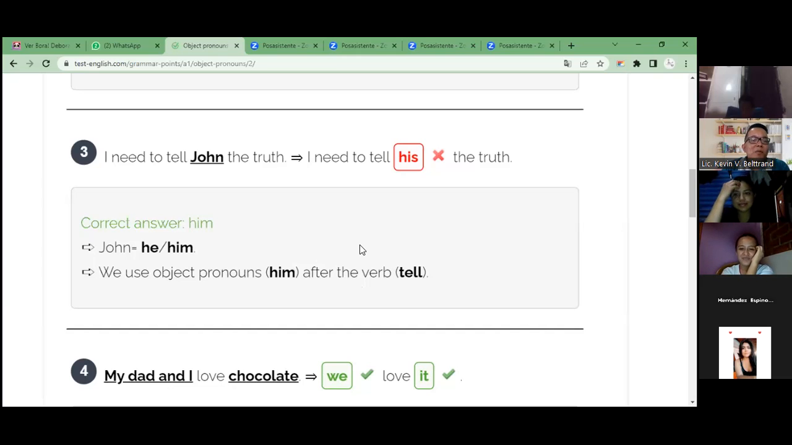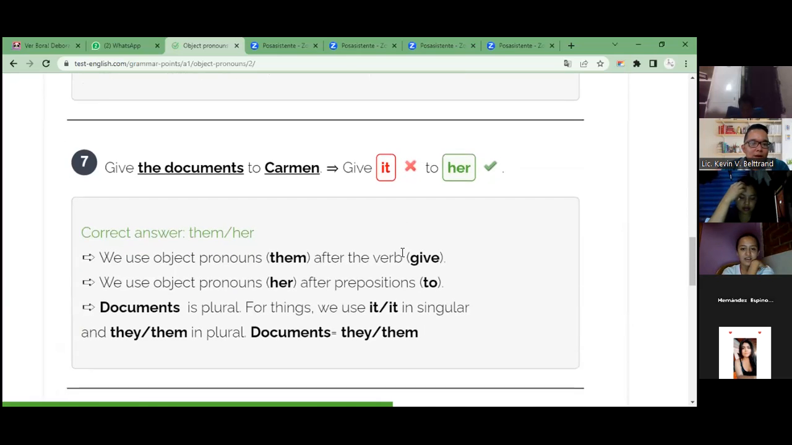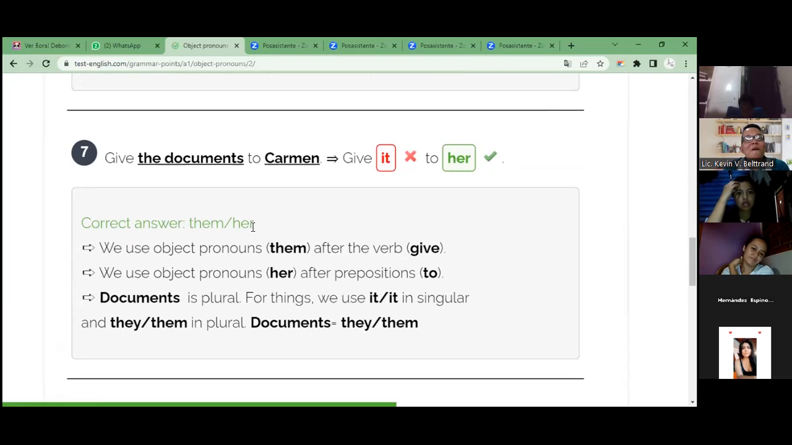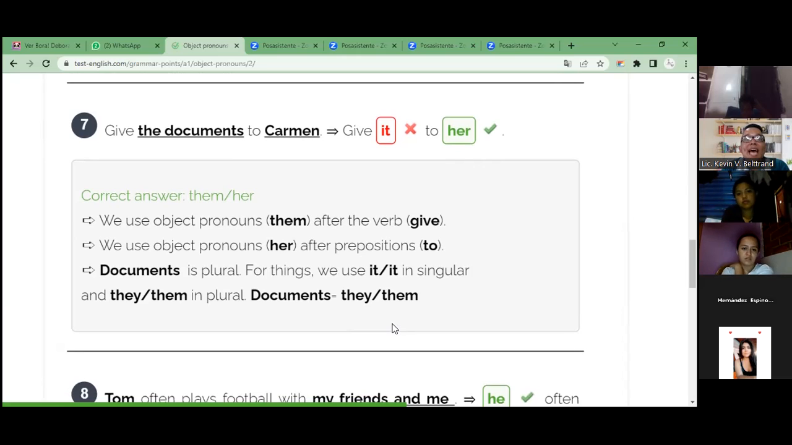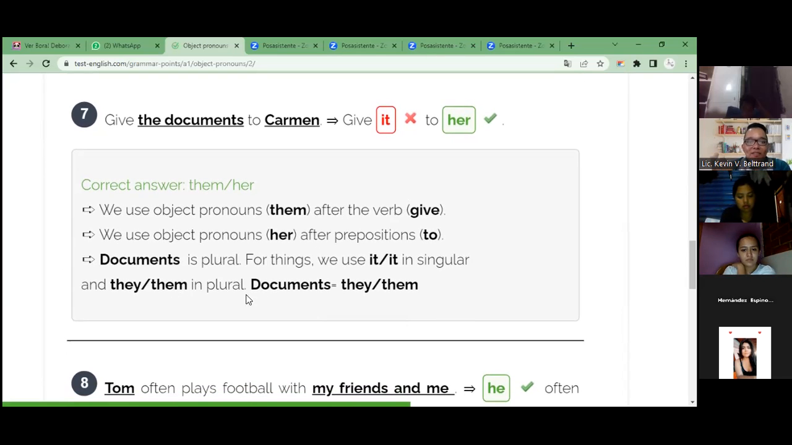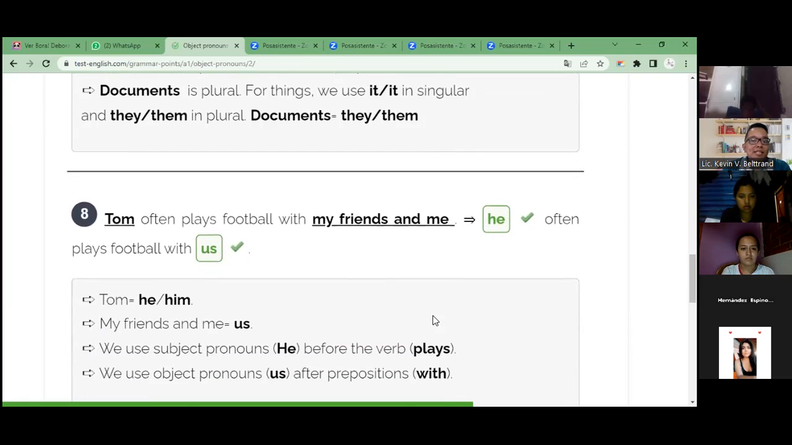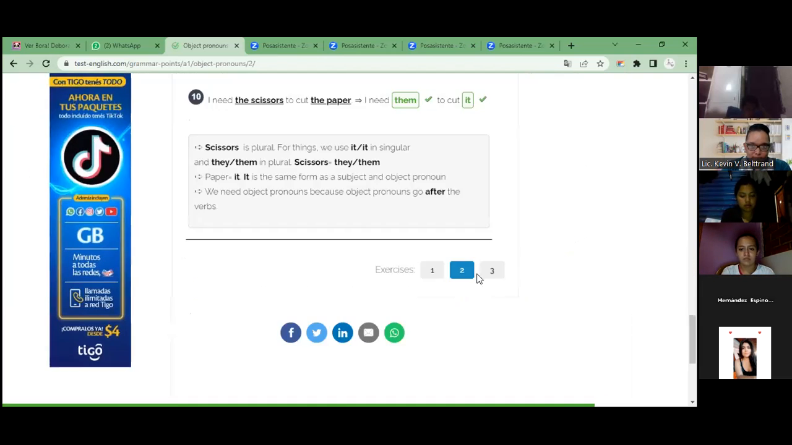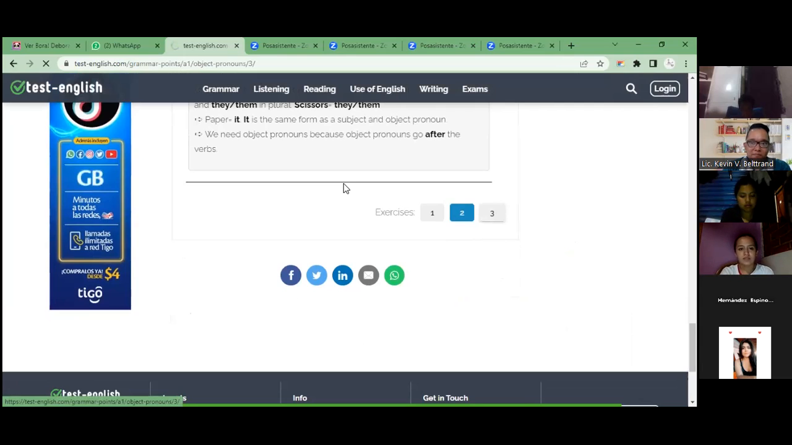All right. What is the next one? El siguiente error, ¿cuál es? The next error. All right. Come on. ¿Qué pasa ahí? There are them. Them. Why? Documents. Them? Plural. Documents. So it's them. All right. Them. Give them to her. Give them to her. All right. Very good. Now let's continue with exercise number 3. Bueno, sigamos con el 3.